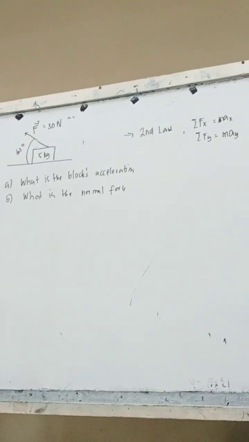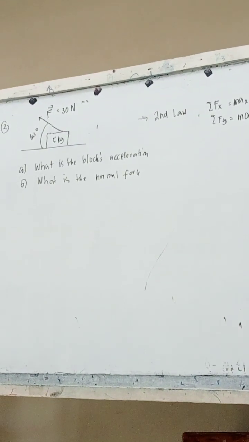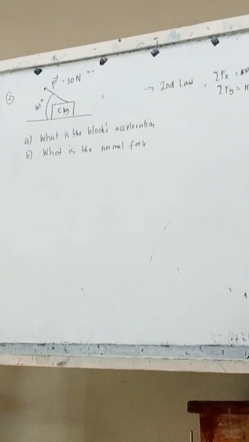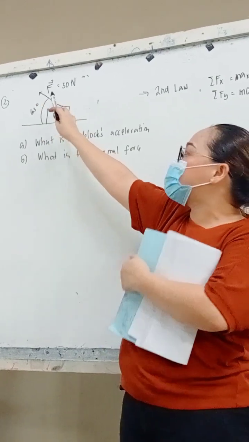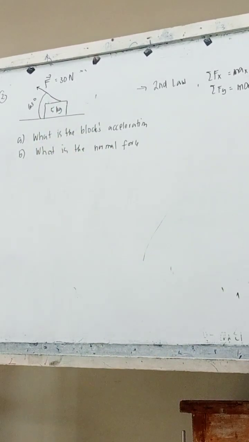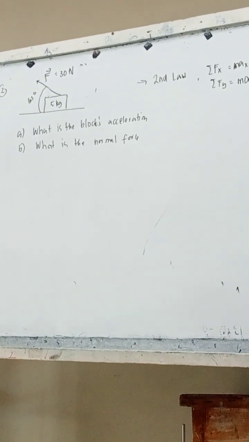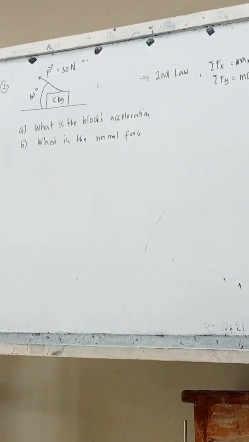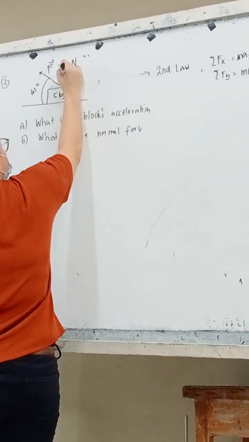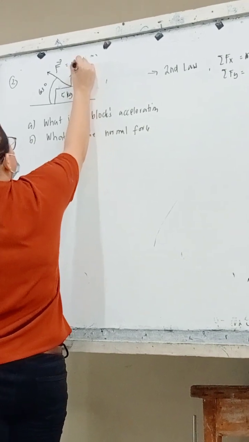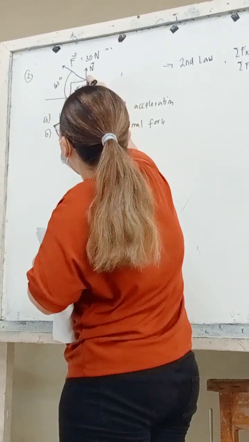After identifying which law applies to the situation, we identify the forces acting on our block. In this case we are given this force, the external or applied force. So aside from that, what are the forces acting on the block? We have the normal force, because the block is in contact with the surface, directed upward. Then we also have weight directed downward.